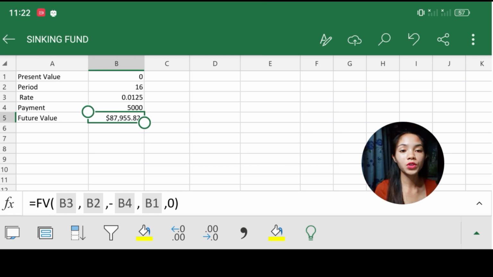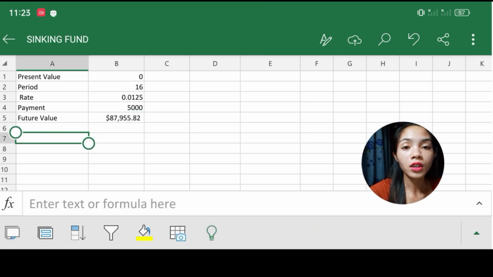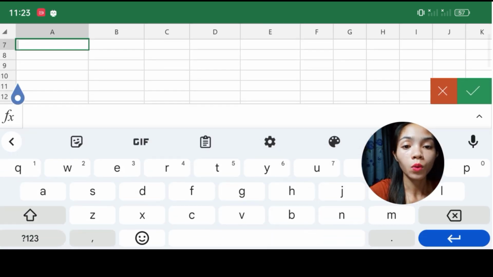So our future value is 87,955. The purpose of making a sinking fund schedule is to check our money at a certain period, how much is the interest and the initial amount or the final amount. Since we are going to deposit quarterly, we put here quarterly.